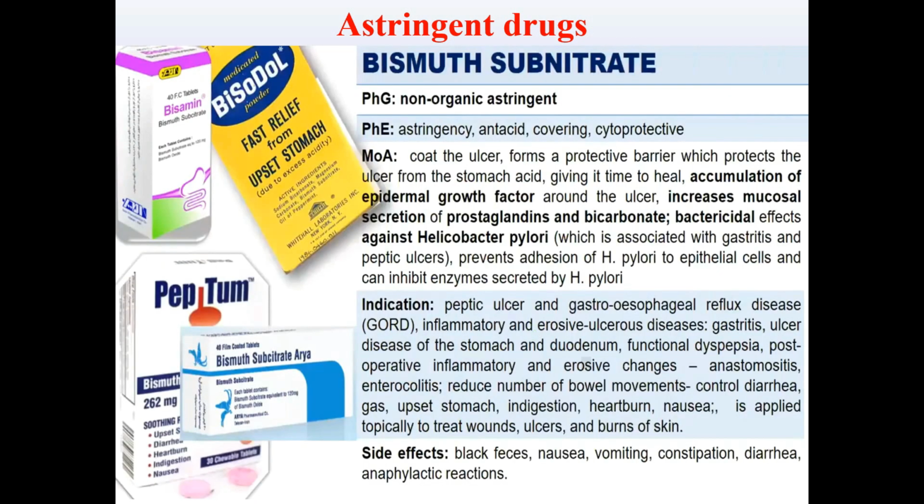Bismuth subnitrate, a non-organic astringent. What are the pharmacological effects? Astringency, antacid, covering, cytoprotective. Mechanism of action: it coats the ulcer, forms a protective barrier which protects the ulcer from the stomach acid, giving it time to heal. Accumulation of epidermal growth factor around the ulcer increases mucosal secretion of prostaglandins and bicarbonates. It has a bactericidal effect against Helicobacter pylori, which is associated with gastritis and peptic ulcers, prevents adhesion of Helicobacter pylori to epithelial cells, and can inhibit enzymes secreted by Helicobacter pylori.